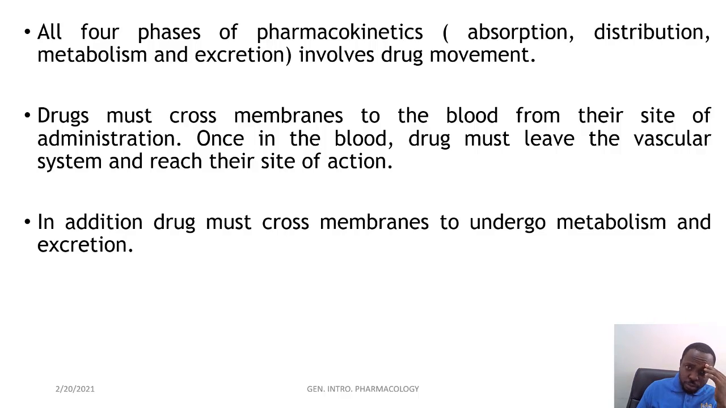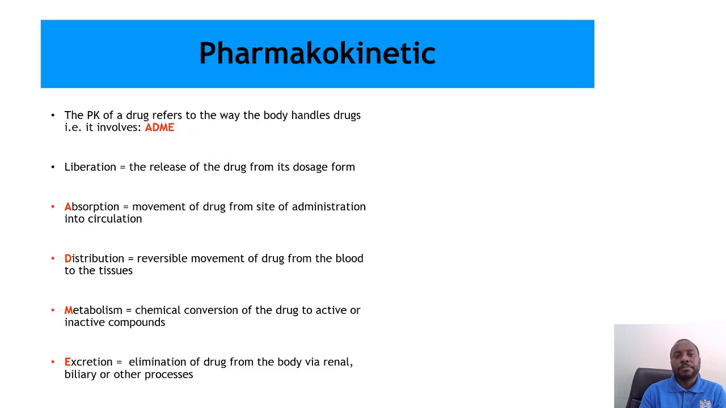So a drug must first cross membranes to the blood from the site of administration. This means that once you administer the drug, it will have to move from the site of administration. Then, when the drug gets into the bloodstream, it must still leave the vascular system to the site of action. And from the site of action, the drug will also cross membranes to undergo metabolism and finally excretion. So these are the four phases of pharmacokinetics. We are going to look at them one after the other.